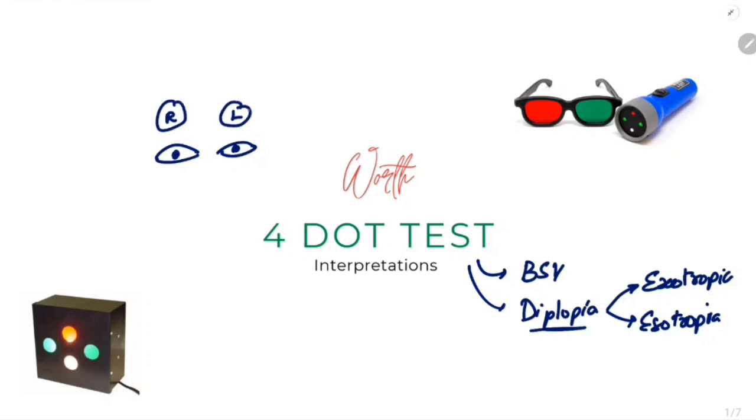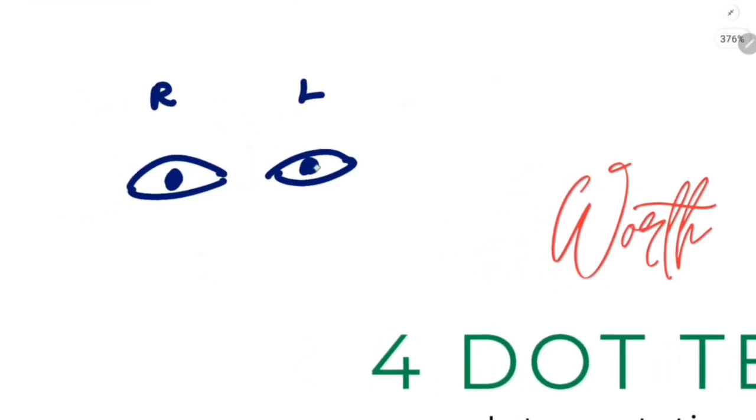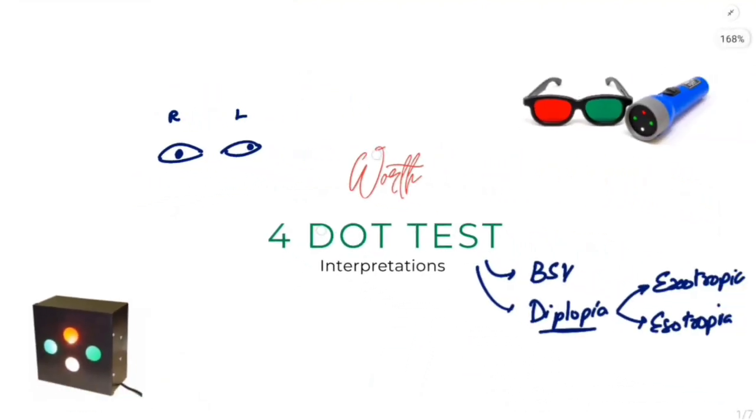This is right eye, this is left eye. Suppose there is a squint in left eye. If the left eye is deviated towards nasal side, this is called as esotropia. And if the eye is deviated towards temporal side, this is called as left side exotropia.